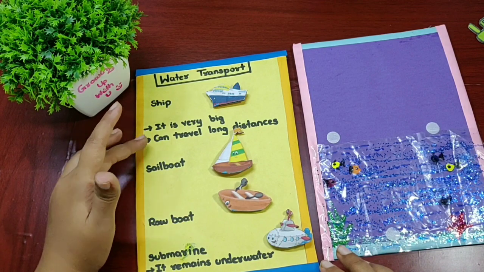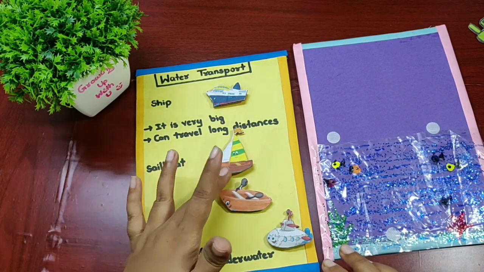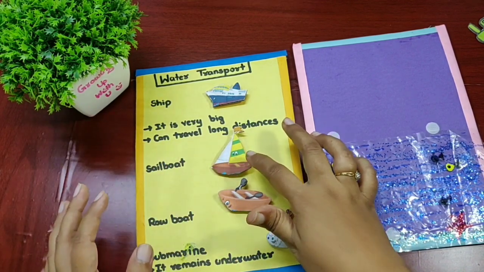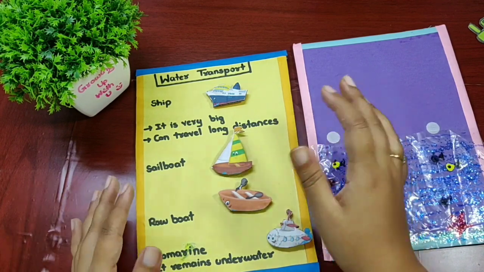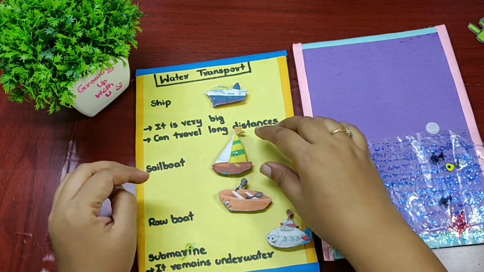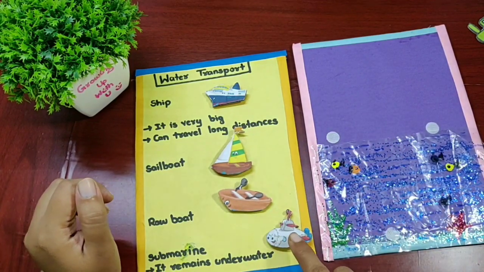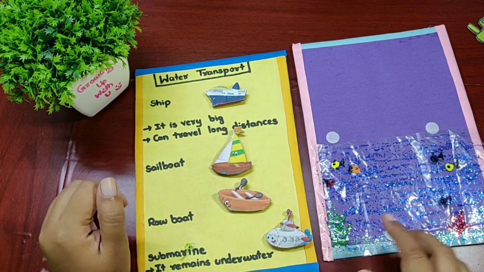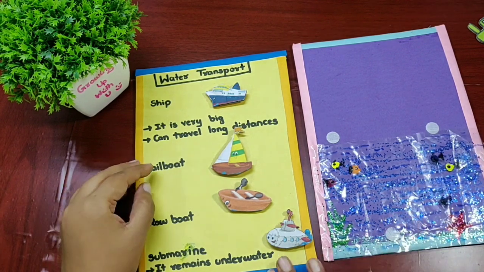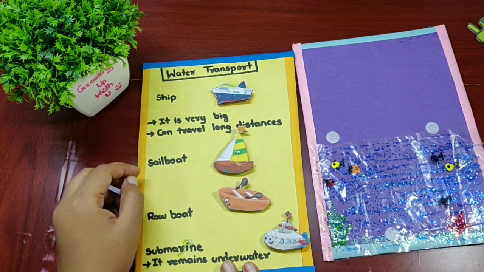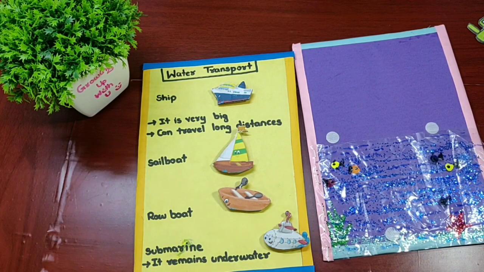Ship, I've written 2 lines about it. Then the sailboat is there. You can tell a child that how sailboat is different. That is, there is sail attached to it, and this is the rowboat and a submarine. The submarine, it is mainly under the water. Tell them that it is used mainly for the war and for research purposes.